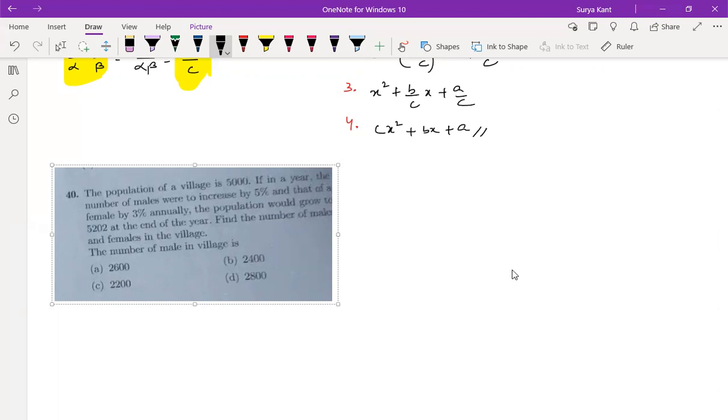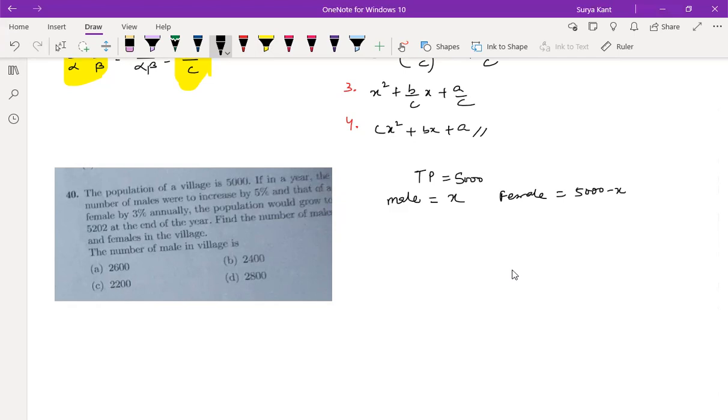See, total population is 5,000. We have to take X and Y. Don't take X and Y, take one variable only, that is better and easier to solve. Suppose your male is X. So for female, what can you take? Female you can take 5,000 minus X. You can take X and Y also, not a problem. So total population is 5,000, male is X, female is 5,000 minus X.